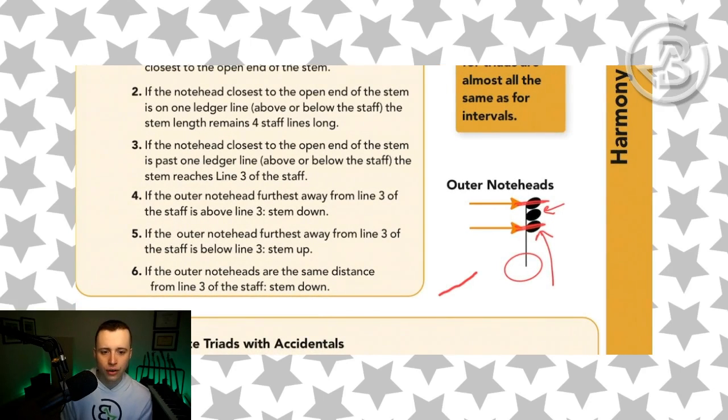If the outer note head furthest away from line 3 of the staff is above line 3, stem down. If the outer note head furthest away from line 3 of the staff is below line 3, stem up. This is the same exact rule as for intervals. And if the outer note heads are the same distance from line 3 of the staff, then stem down. That's it. That literally is it. It's basically the same thing as writing intervals.